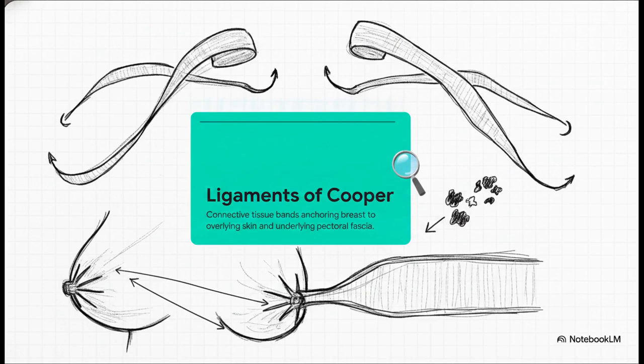But in a disease state, specifically cancer, they turn into a huge clinical red flag. You see, if malignant cells invade these ligaments, the resulting fibrotic reaction makes them contract and shorten. This literally pulls the skin from the inside out, creating a telltale sign known as skin dimpling. So if a doctor sees a dimple, their brain immediately jumps to the ligaments of Cooper.